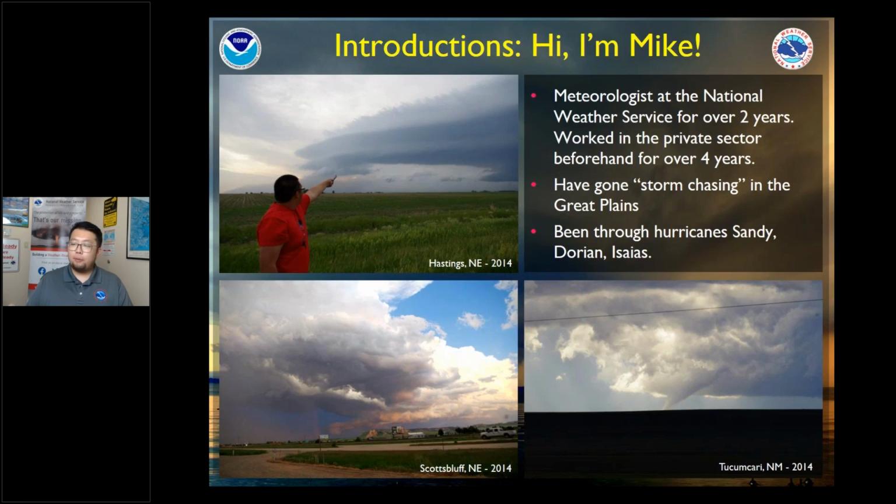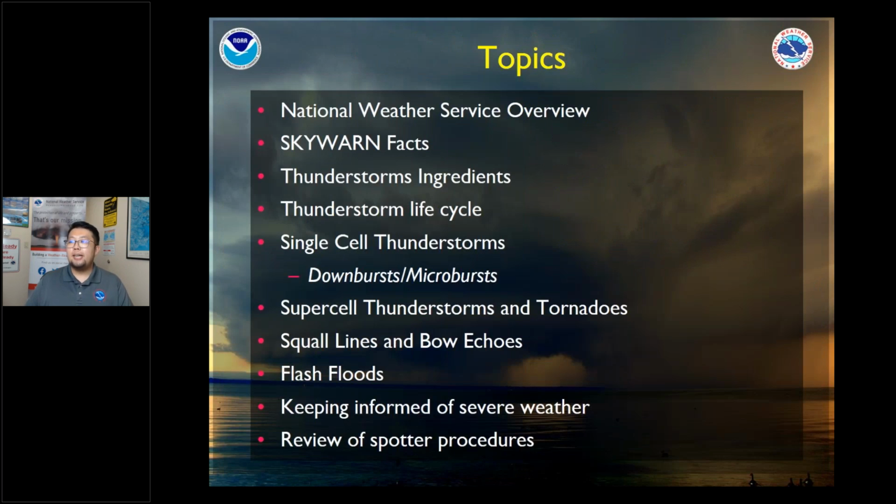But just a couple pictures that I wanted to share with you all from my time out in the Great Plains in Nebraska, as well as New Mexico. My first and only tornado I found was actually in the tiny town called Tucumcari, New Mexico, back in 2014. So that was fun. But we'll get right back to the presentation.